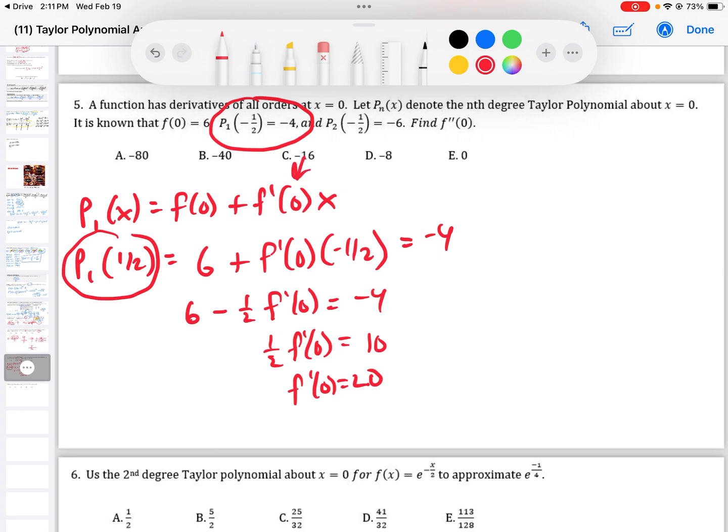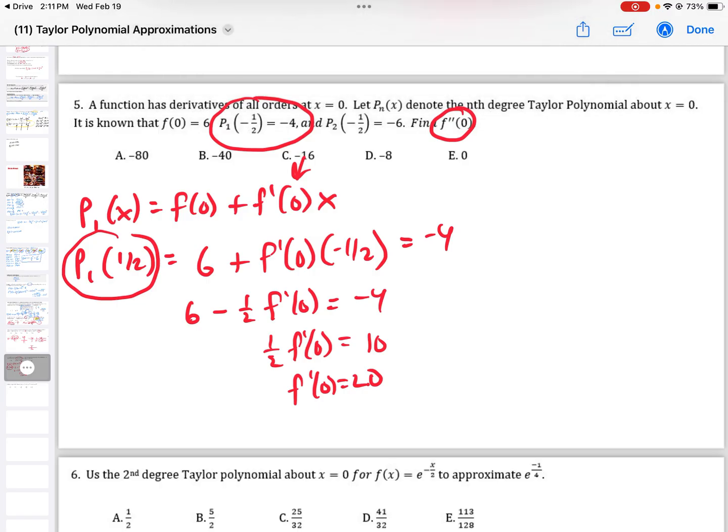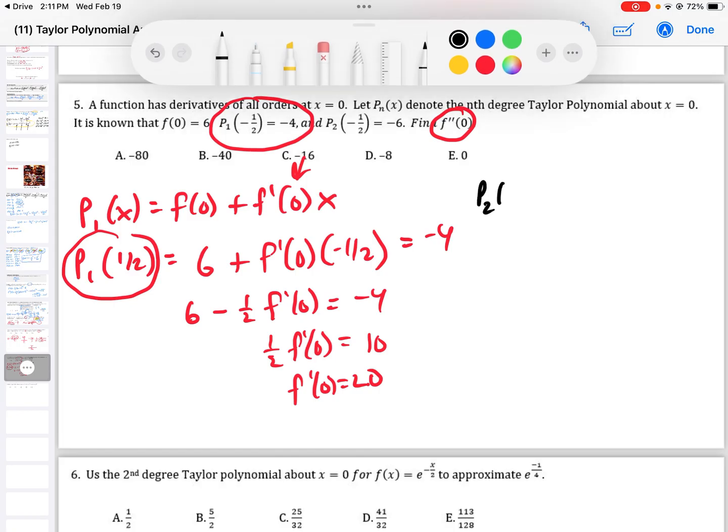That's going to help us build the second order polynomial, which will help us find this one. So I need room. I'll write it over here. So P, the second degree Taylor polynomial, I guess Maclaurin polynomial, would be equal to f of 0 plus f prime of 0 times x plus the second derivative evaluated at 0 times x squared all over 2. Let's plug in what we know.